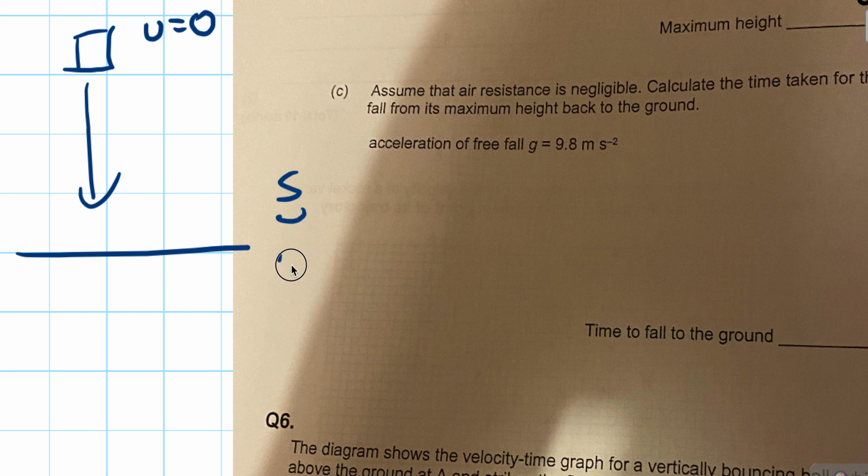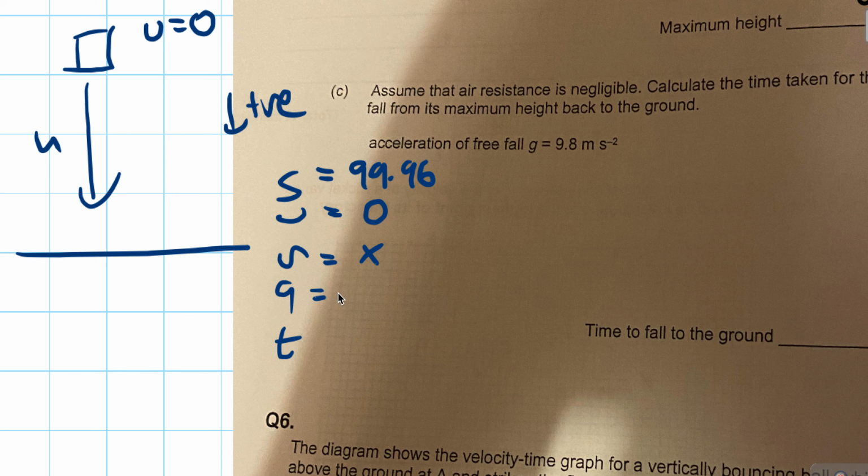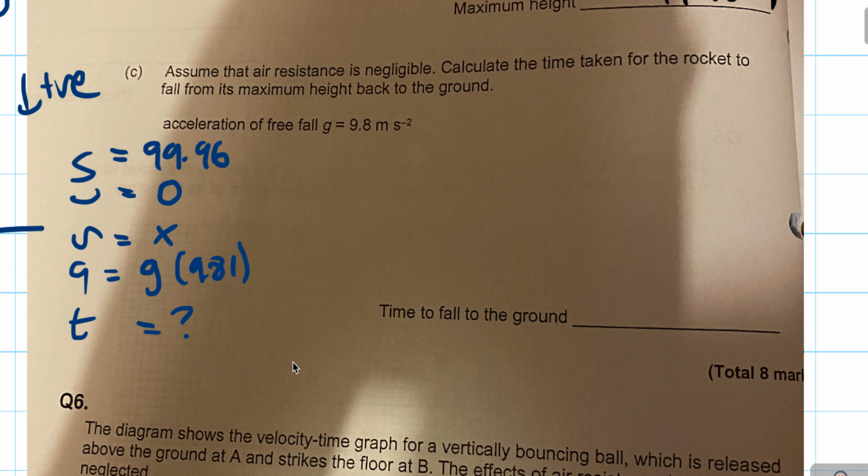So if we write SUVAT, we know the height we found already, in our case 99.96. u is equal to 0. The final velocity we don't know. Acceleration, in this case we're going to take down as positive, so the acceleration is equal to g, or 9.81, and the time is what we want to find. So from here we want an equation that doesn't have v, and the only SUVAT equation that doesn't have v is s equals ut plus half at squared.